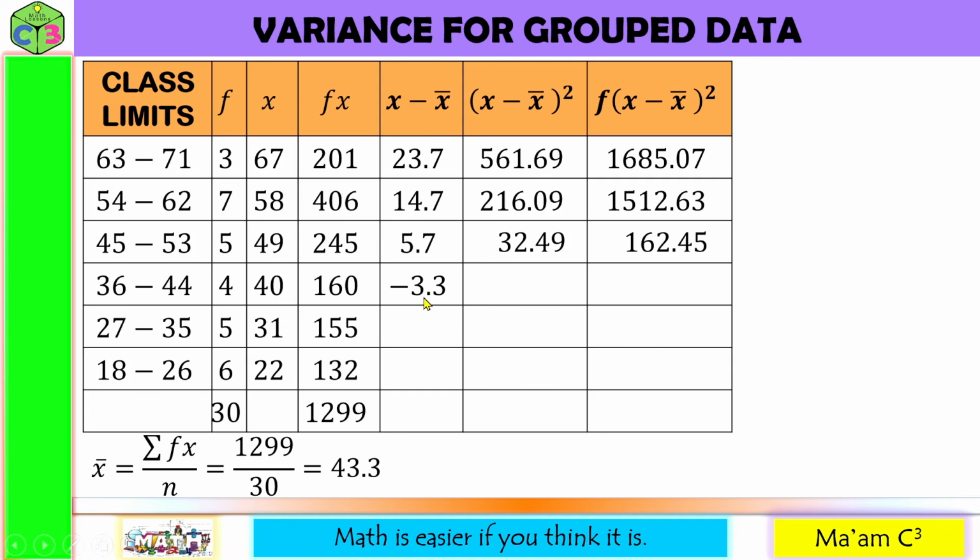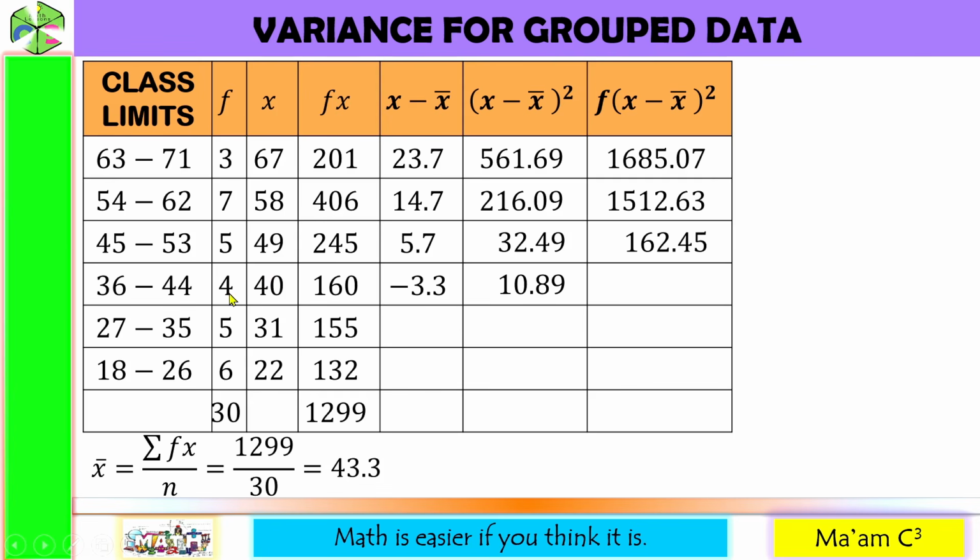Take note, in average deviation, we'll look for the absolute value of x minus x bar. But for variance, we simply get x minus x bar. No need for the absolute value. So we have negative 3.3. When you square that, that is still positive 10.89.